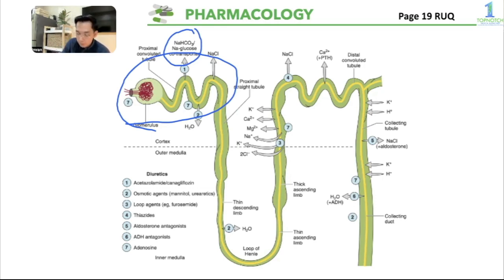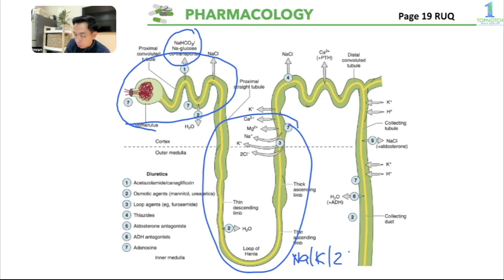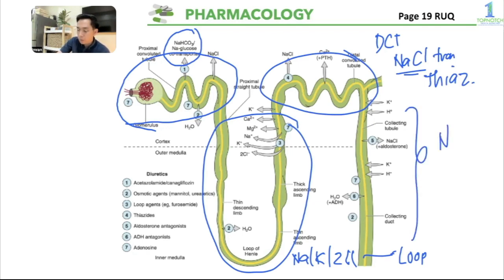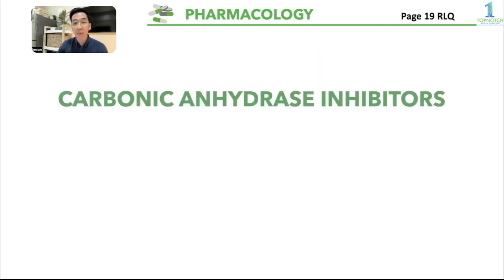Okay? So dito naman sa loop of Henle, no? Ang main receptors na nandito would be your sodium, potassium, and 2-chloride as discussed earlier. Dito, which is inhibited by your loop diuretics, diba? While in your DCT, distal convoluted tubule, you have your sodium chloride transporter, and it's inhibited by your thiazide diuretics, no? While here, you have your sodium channel, particularly yung mga sodium channel transporter inhibitors natin, no?